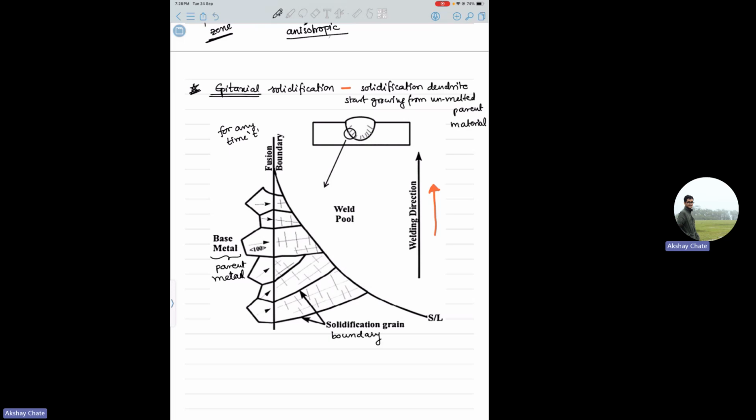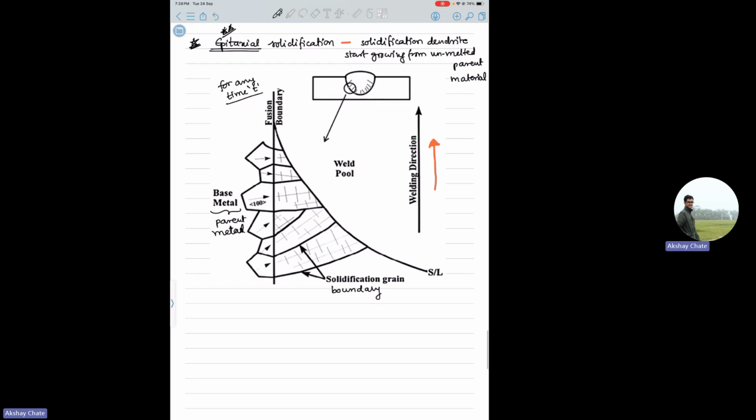So as time goes, this picture will keep on changing, so you have to understand that, and you have to keep an eye on this dendrite. They are not like columnar or equiaxed or whatever we have seen so far, and that is why they have given a special name, which is called epitaxial solidification. You can see some YouTube videos also about this, if you don't understand, but this is particular to our welding process.